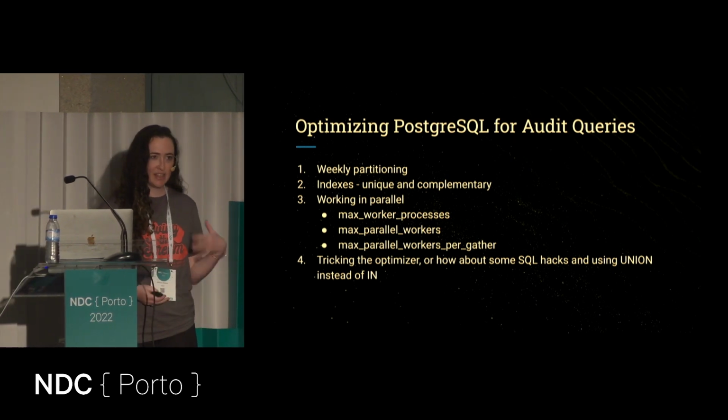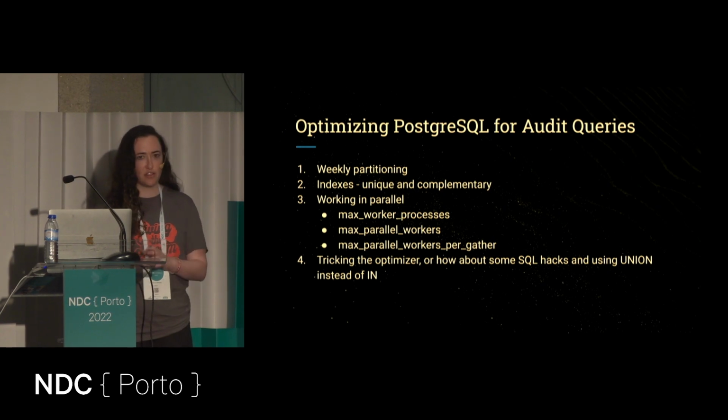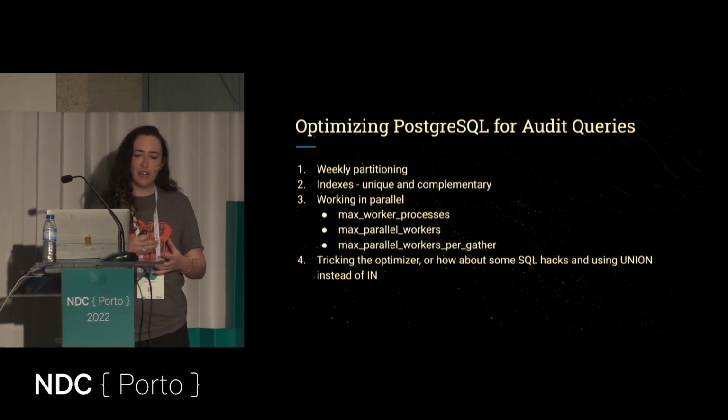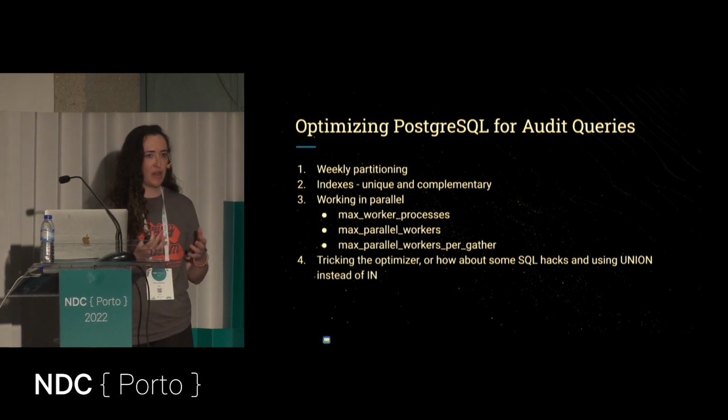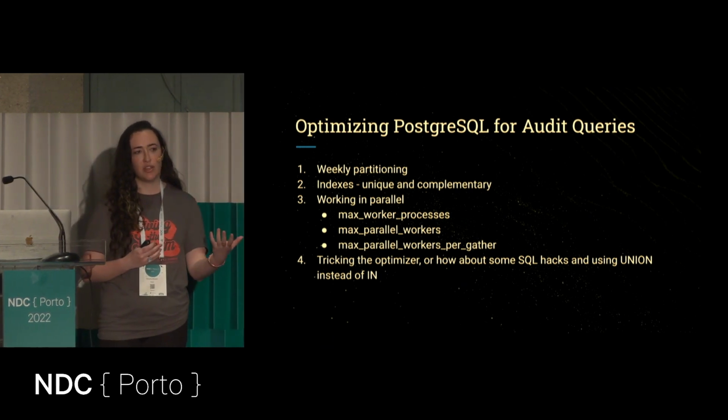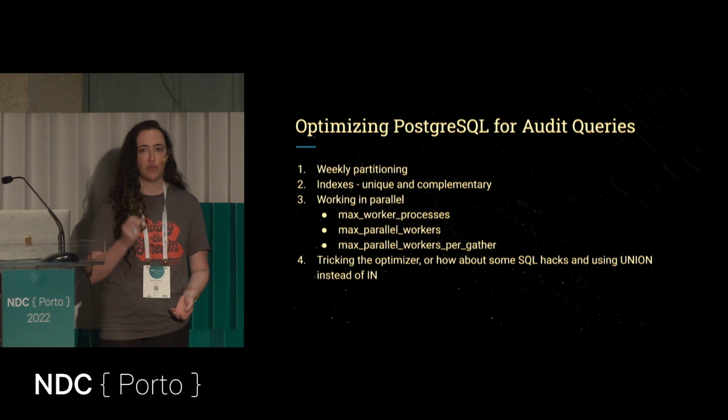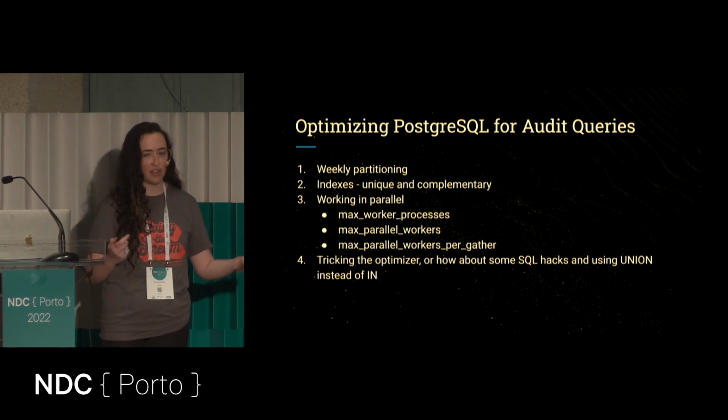Last but not least, I know that we all think that the optimizer knows best, but you'll be amazed at how you can trick the optimizer if you just use a union instead of an in predicate when you have several values that you want to compare to. I really encourage you to check that.